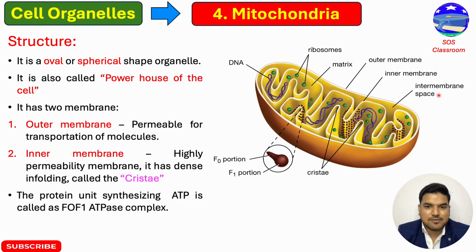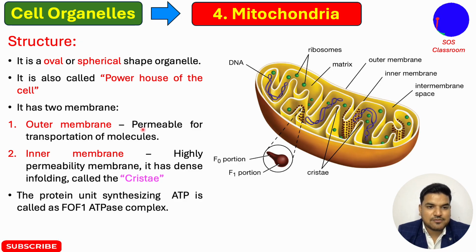The space is called the intermembrane space or mitochondrial space, and ribosomes are present, and this is the self DNA, and this is called the F0 portion and F1 portion of the ATP synthase complex. The ATP complex helps in different types of reactions such as the Krebs cycle and chemical reactions. Mitochondria are present in an oval or spherical shape, also called a sausage shape. It is the powerhouse of the cell because of the formation of energy in the form of ATP.